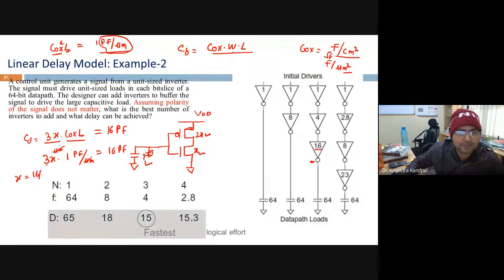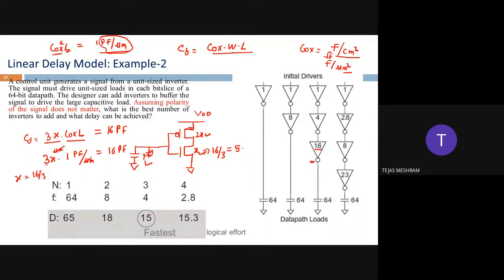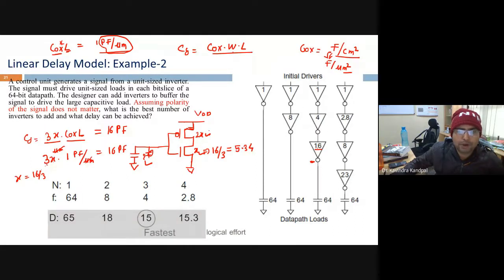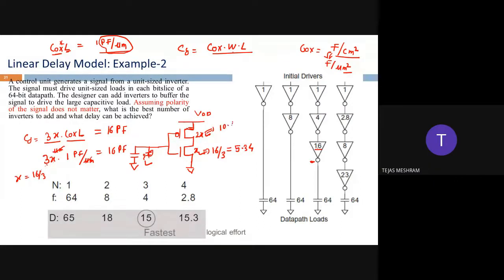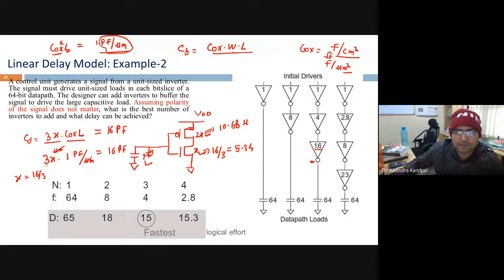Sorry, I think last time I committed a mistake. X happens to be how much? 16 by 3. Roughly how much? So 5.34. Then 2x will be how much? So 10.68. That is in micrometer. This is how you will size your W.